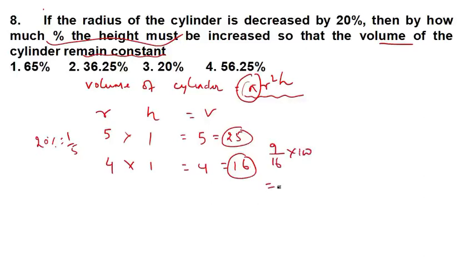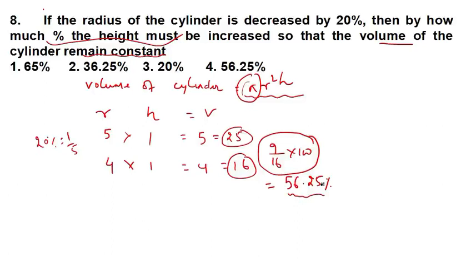So what is the fractional value of 1 by 16? It is 6 1 by 4. If you multiply with 9, you get the answer as 56.25%. This I want you to do by yourself. I'll tell you 1 by 16 percentage value is 6 1 by 4. Then you just multiply with this 9, then you get 56.25%.